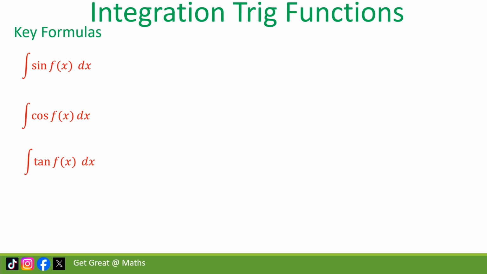Now the differential of sine is cos, so the integral of cos is sine. So in this case, the integral of sine of f of x dx is going to be minus 1 over f dashed of x of cos of f of x plus c. So for example, I've got sine of 4x dx. The differential of 4x is 4, so I'm going to divide by 4. Remember, it's got a minus at the front, so it's going to be minus a quarter cos of 4x plus c.